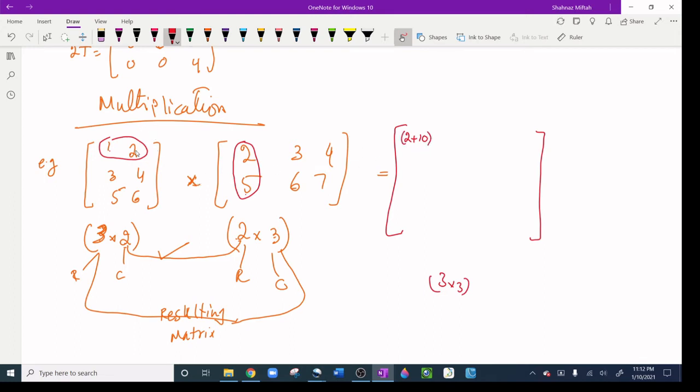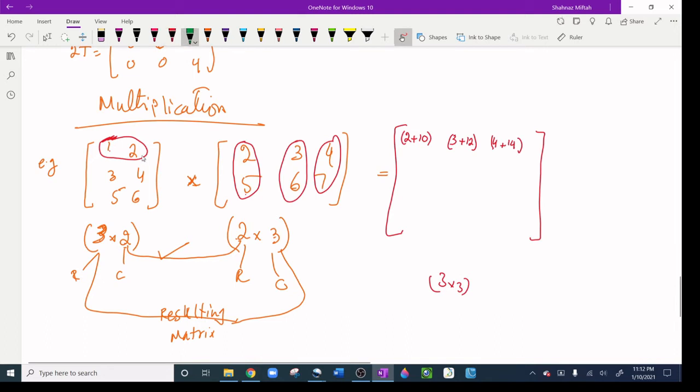Then I have the same row, the first row, and I'm multiplying with this column. So 1 times 3 is 3. 2 times 6 is 12. This is what I got for the second one. Then the third one: 1 times 4 is 4. 2 times 7 is 14. That's another one. There you go. That's how you do the multiplication.